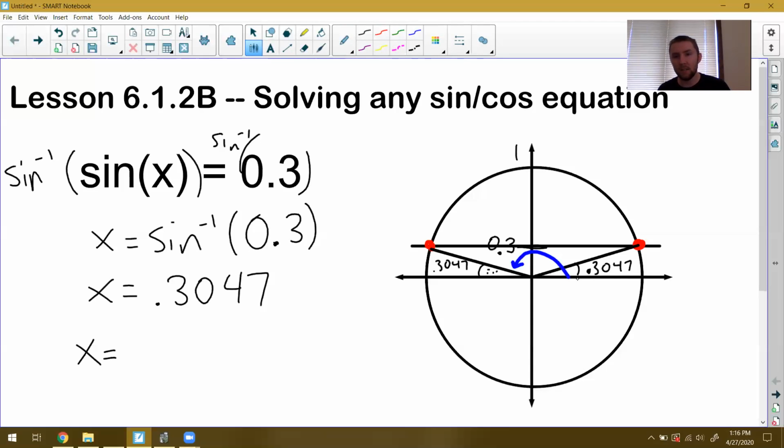Okay, because the entire top half of the unit circle, that would be an angle of pi, right? So if I do pi, or approximately 3.14, but we'll use the pi button on our calculator probably to get a good decimal approximation, and I take away the angle that my calculator gave me, that gives me this other red dot over here, okay? So pi minus 0.3047 will give me the other angle.